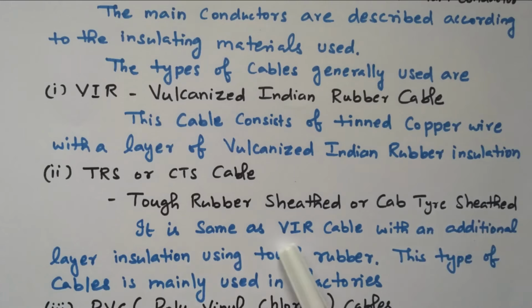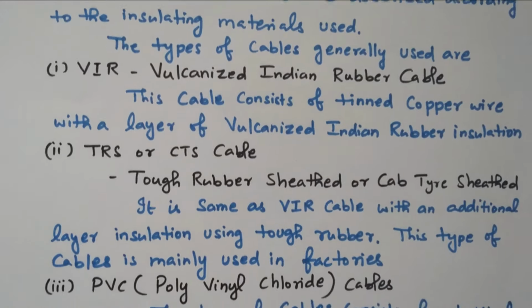It is the same as VIR cable with an additional layer of insulation with tough rubber. It is similar to the previous type, but one more additional layer of tough rubber is available. This type of cable is mainly used in factories. In order to withstand the high current, we are using one more layer of insulation with the tough rubber, so that it is used in the factories.